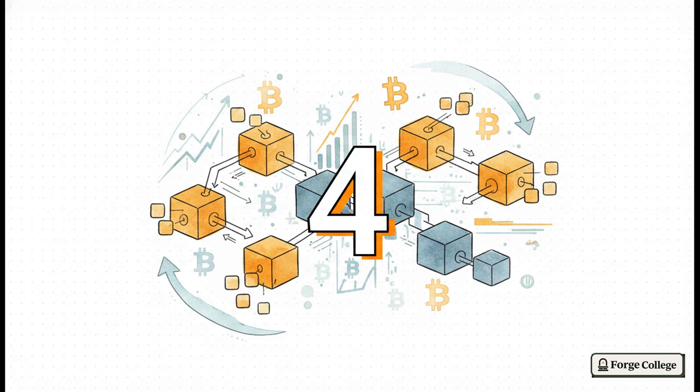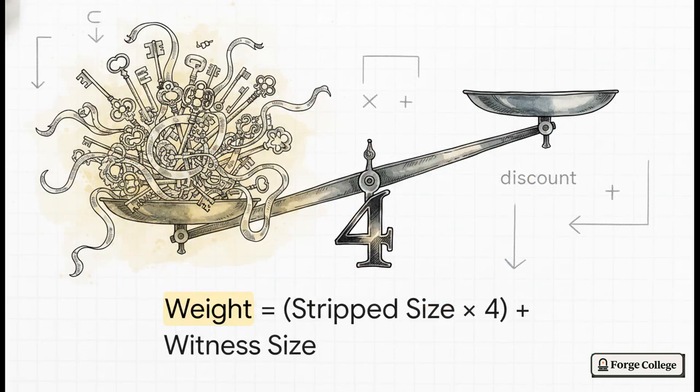Understanding this multiplier is absolutely crucial to mastering modern Bitcoin economics. Here's the exact formula we use. Weight equals the stripped size multiplied by 4 plus the witness size. Looking at this, you can probably already tell that input-heavy transactions, which are naturally loaded with large signatures, are going to benefit the absolute most from this new accounting method. Because the signatures get that huge discount, the overall transaction effectively weighs less.